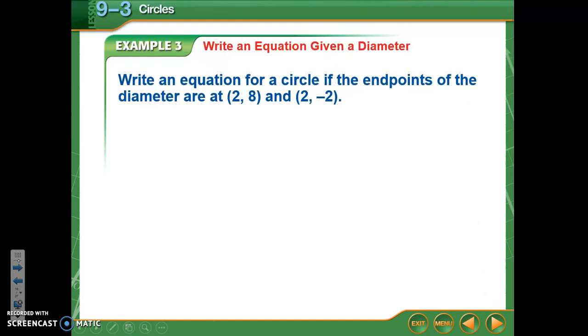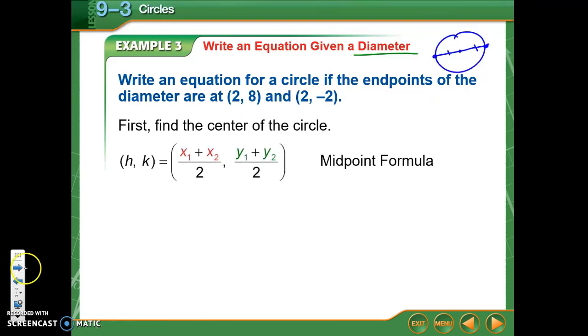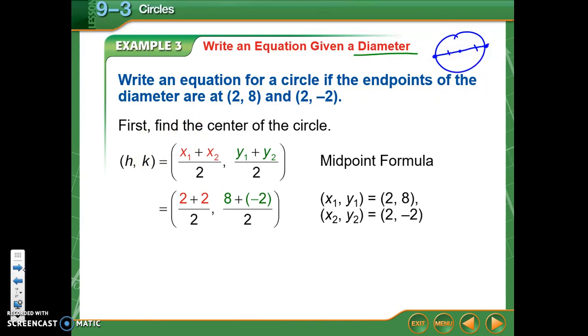Okay, this time we're being given the diameter instead of being given the radius. We know the radius is half of the diameter. They're giving me the endpoints of the diameter. So if I think about a circle, think about my diameter, I know that my center is going to be the midpoint of the diameter, right? The center has to be halfway along the diameter. So first I'm going to do that. What's the midpoint between these two points?